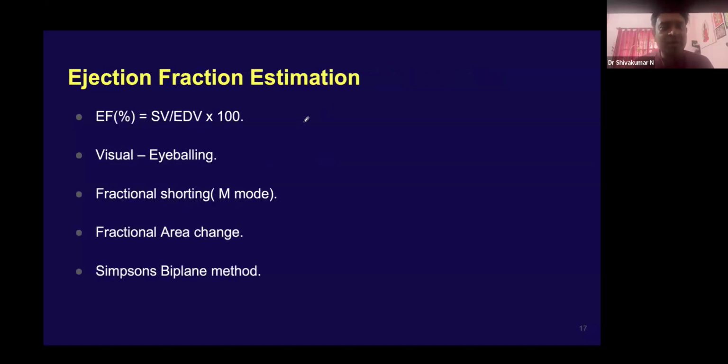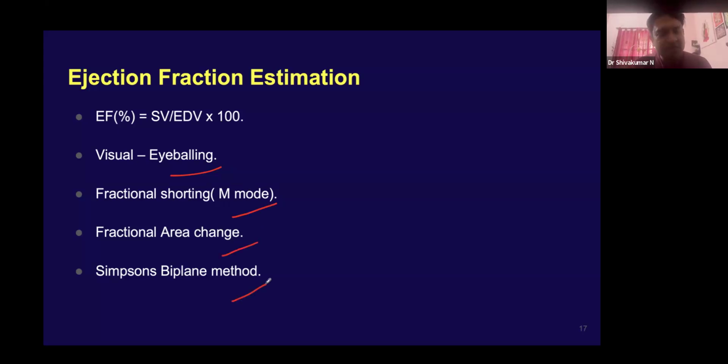Another important measurement we have spoken about with VTI is estimation of ejection fraction, which is most commonly done in the intensive care setting. Ejection fraction is the ratio of stroke volume to end diastolic volume times 100. Most of the time we commonly use the eyeballing method. We just look visually at how the LV is doing. We don't want an exact number, whether LV is 20 or 25. Most of the time we just want to know whether it is mild, moderate, or severe LV dysfunction. Other modalities for estimating EF are fractional shortening using M mode, fractional area change, and Simpson's biplane method.